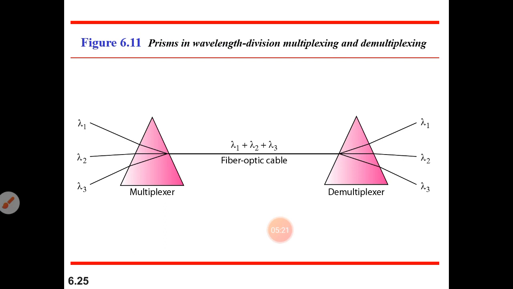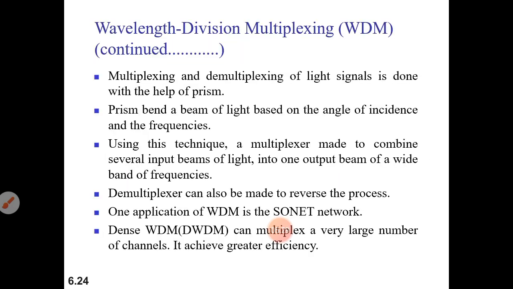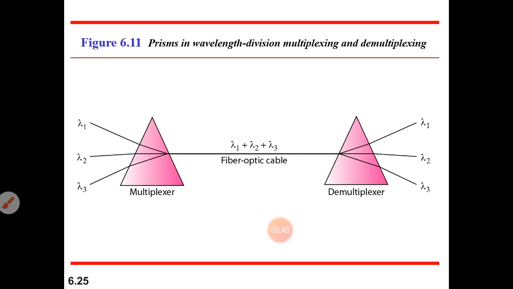So there is a relationship between the frequency and the wavelength. They are inversely proportional to each other. That is why a prism bends a beam of light based on the angle of incidence and the frequency. Using this technique, the multiplexer combines several input beams of light into one output beam of a wide band of frequency.